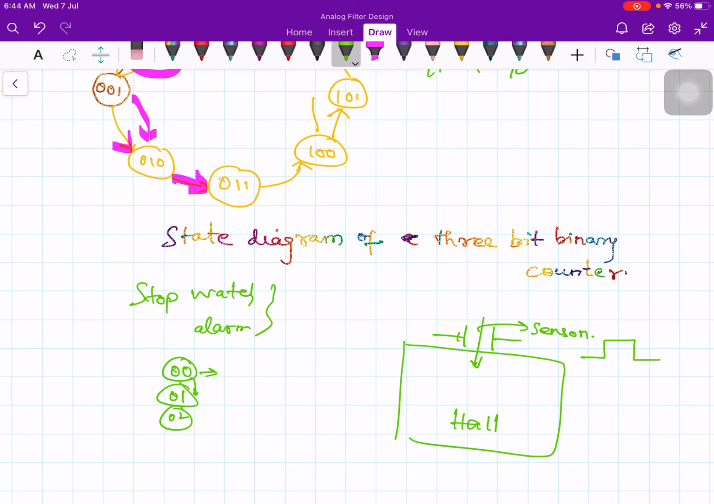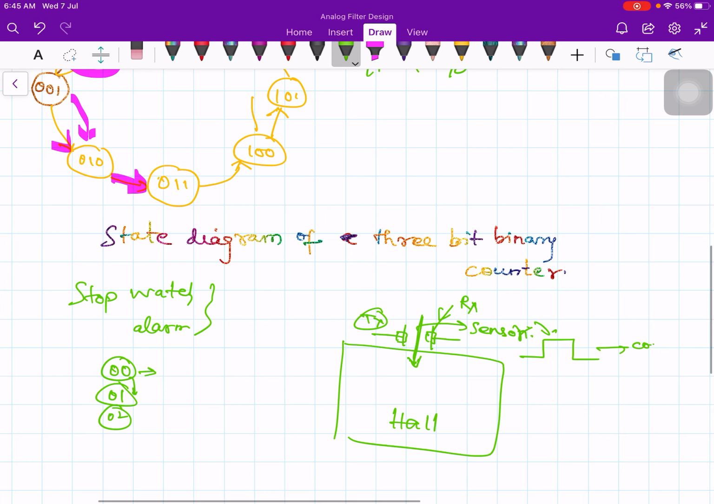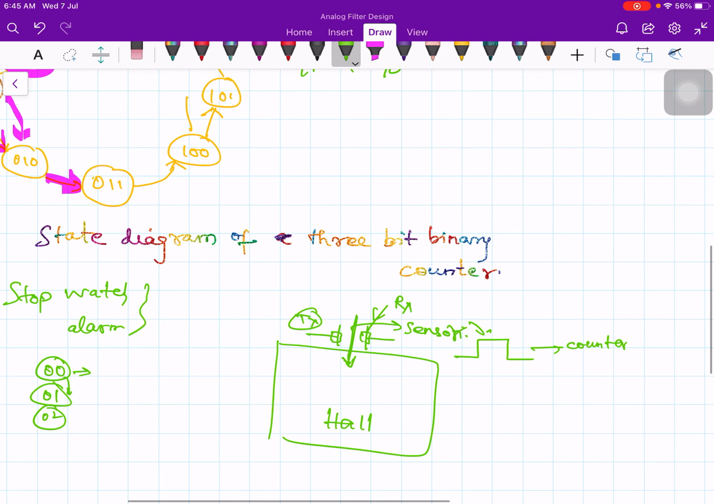So you put a transmitter here and a receiver here. The moment one person enters, the signal between the transmitter and the receiver will be disturbed, so this sensor will generate this clock. As soon as the clock goes to the counter, the value will be incremented. So here the input to the counter, in this example, is not from an oscillator or from somewhere else.